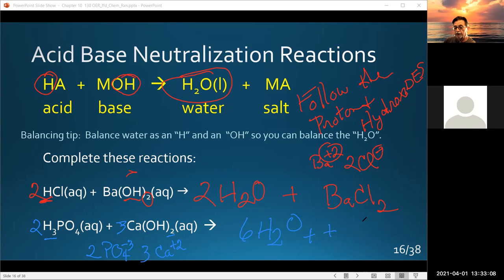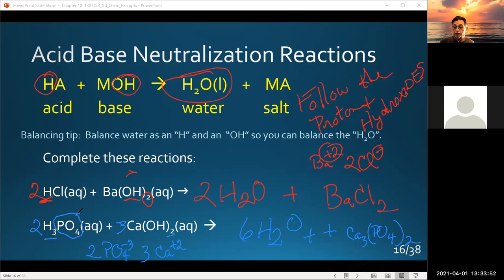So therefore, my formula would be Ca3(PO4)2. Because I need 2 of them, I use the parentheses, okay? And so that is my formula. Now we check to make sure that everybody's balanced, all right? So the fact that it had 6 protons, 6 hydroxides tells me I'm going to make 6 water. So guess what? My hydrogens and my oxygens are balanced. You can go back and check those individually if you like. Calcium, I got 3 in the reactant side, 3 in the product side.